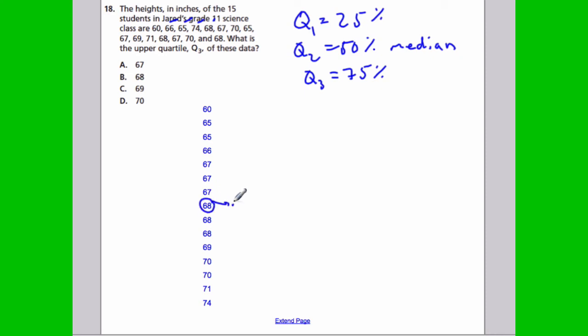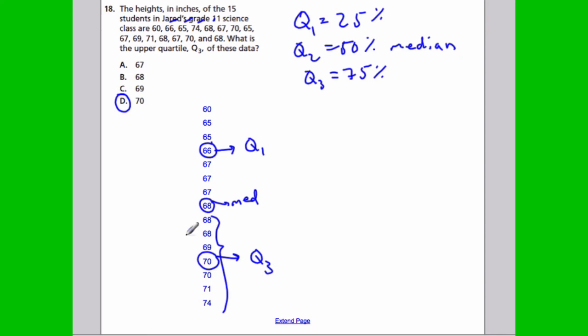68 is my median. The quartile is the median of the upper half. Well, here's my upper half. I have 1, 2, 3, 4, 5, 6, 7. 7 pieces of data. So this is the median of my upper half. So that's going to be my Q3. Just like the median, which would be my fourth number out of 7, this is my Q1, or my 25th percentile. So my 75th percentile, or my Q3, is going to be 70, which is D as in dog.